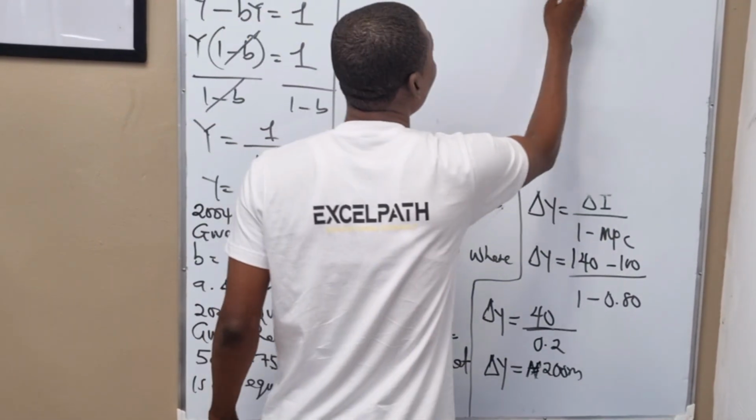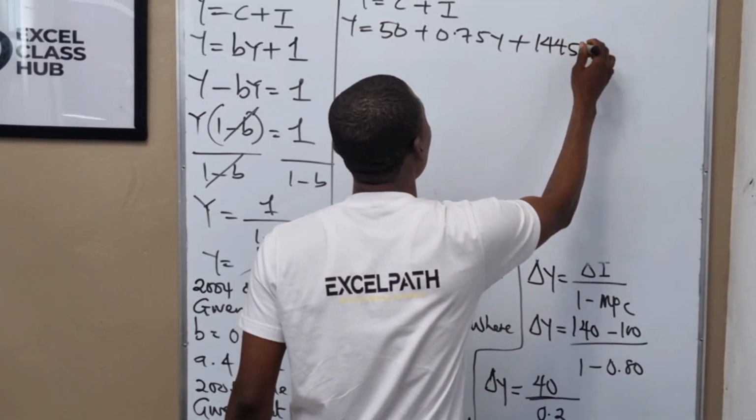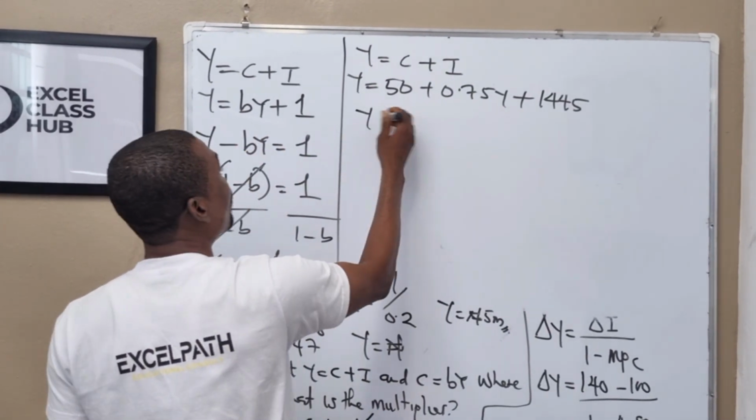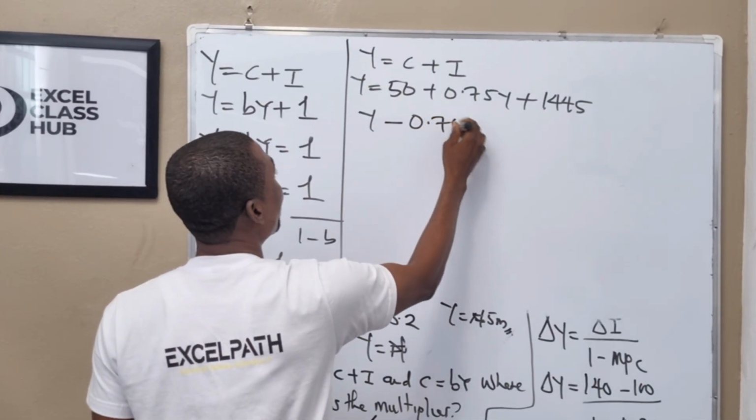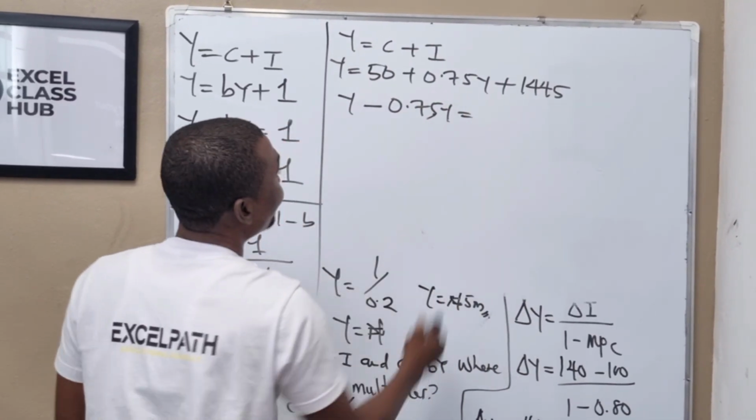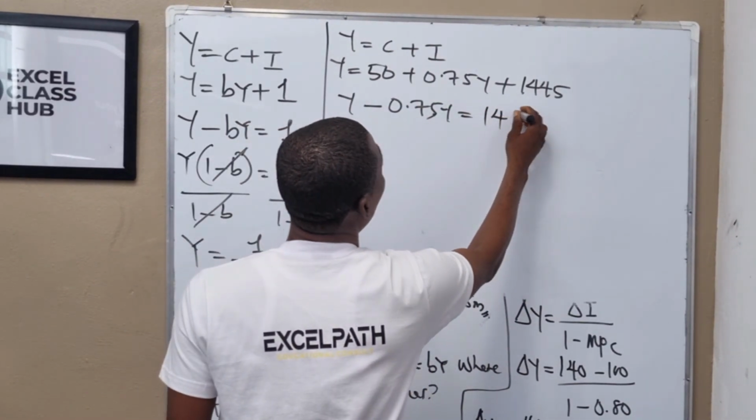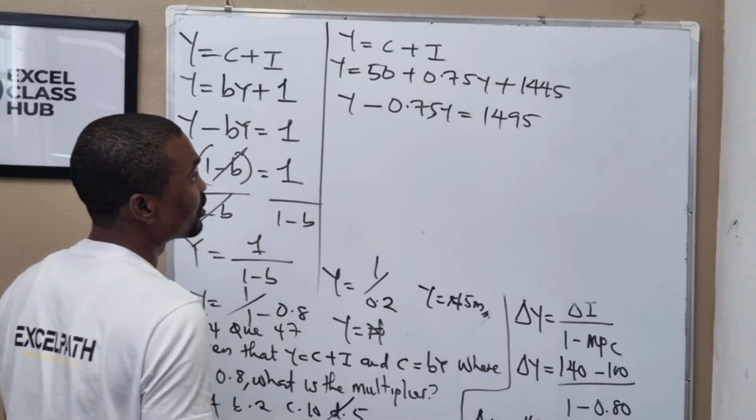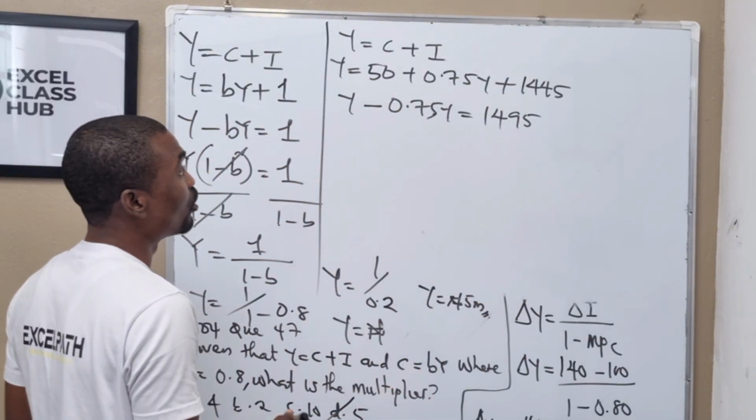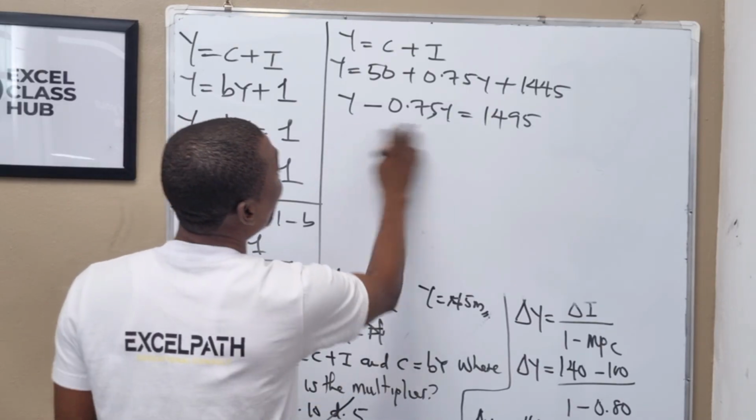What's the investment given? 1,445. So we have y, you bring this one down here, it becomes minus 0.75y equals to 50 plus this. That will give us 1495. Yes, 1445 plus 50 will give us 1495.